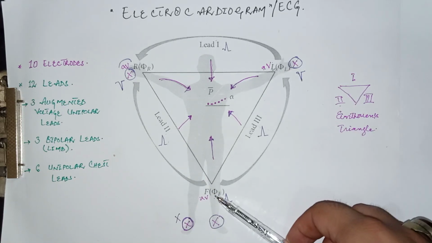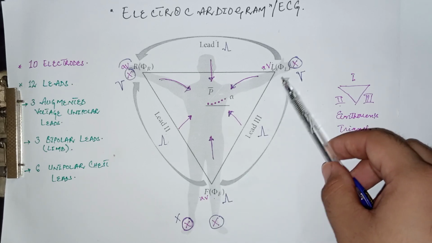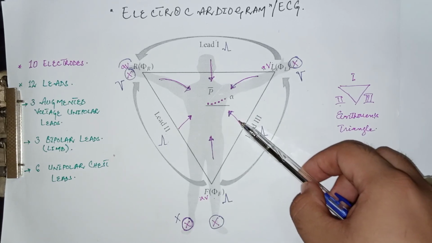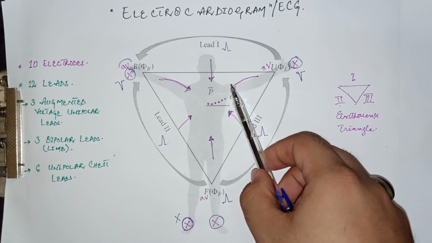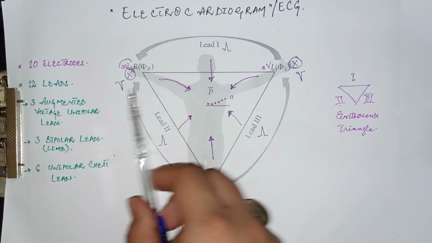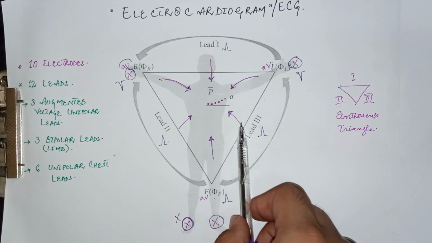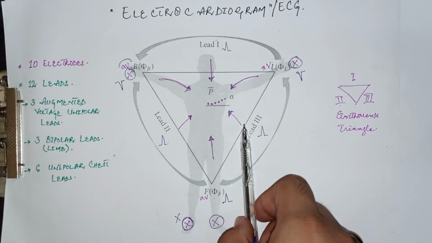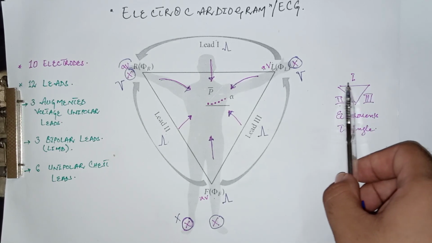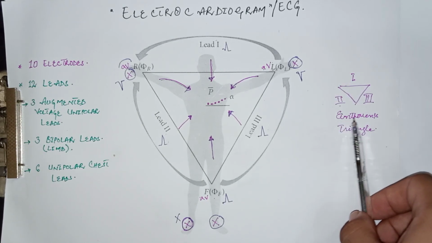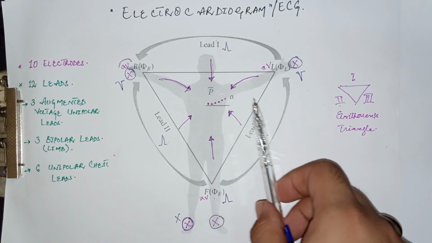In between AVF and AVL, that is the left foot and the left upper arm, lead 3 is formed and it checks the electrical activity of the heart from this direction. So AVL looks at the heart from this direction, AVR from this direction, lead 1 from this, lead 2 from this direction, lead 3 and AVF from these directions. Leads 1, 2 and 3 basically form a triangle which is known as Einthoven's triangle. So these are the three augmented leads and three bipolar limb leads.